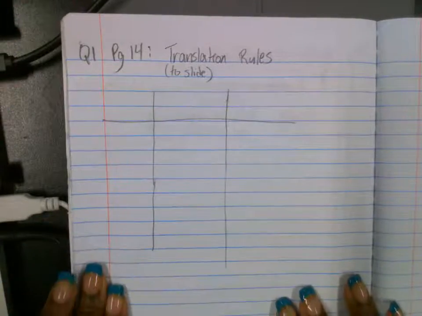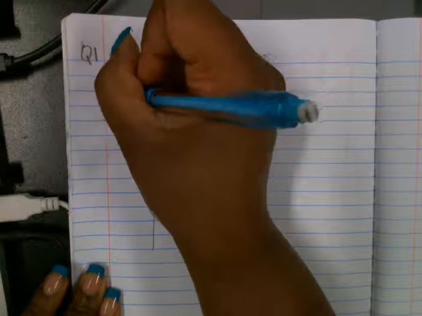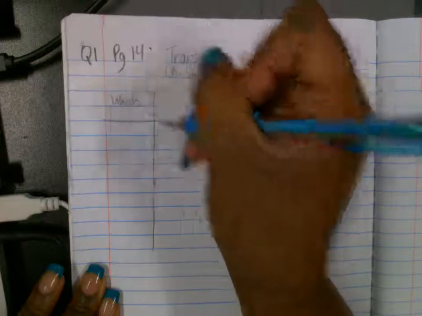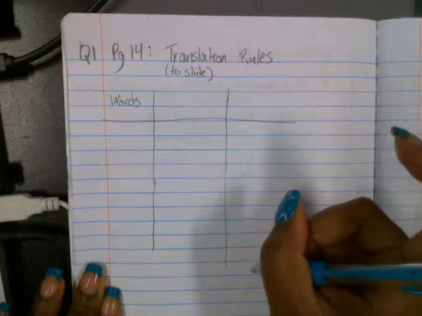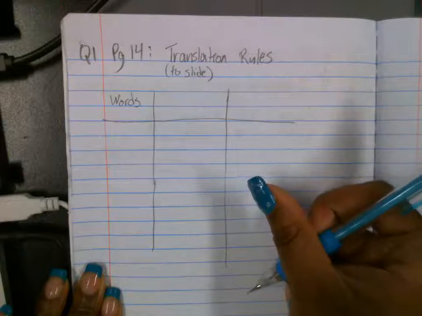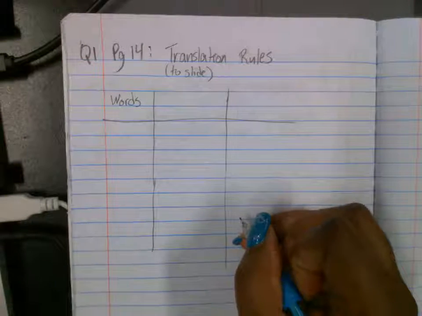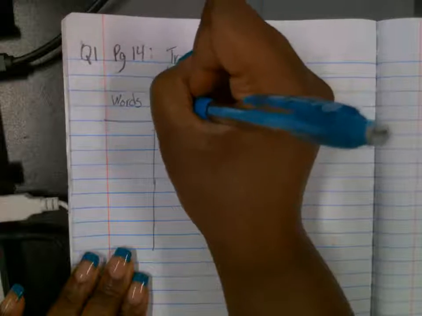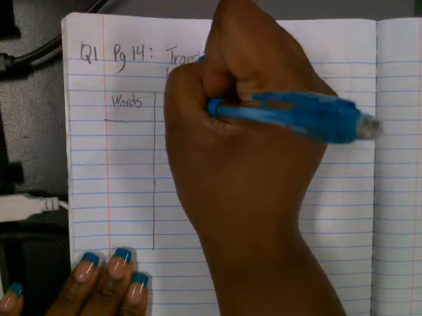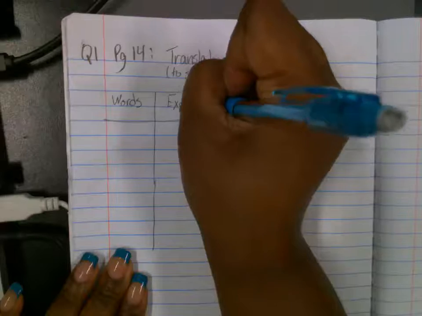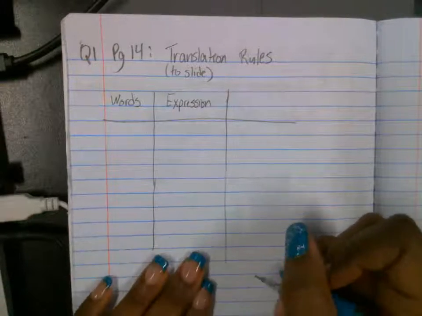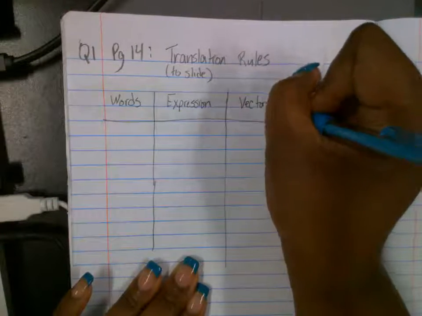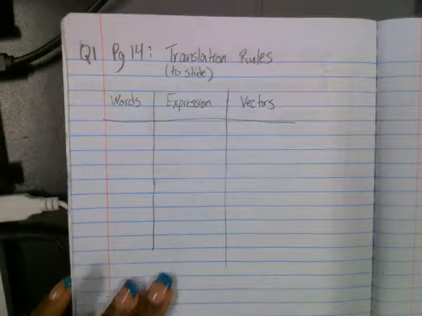Okay. In the first column, we wrote the rule for translation in words. Then we wrote the rules as an expression. And lastly, we wrote the rules as vectors. And the vectors look like ordered pairs. Okay, they look like ordered pairs.